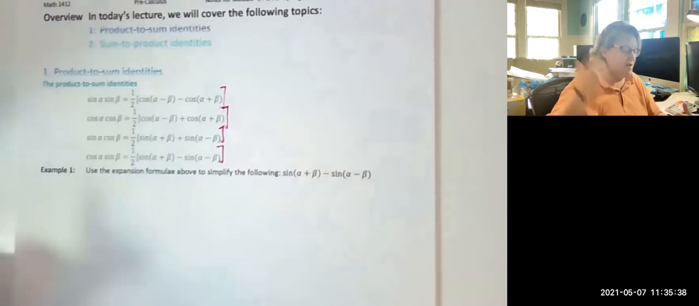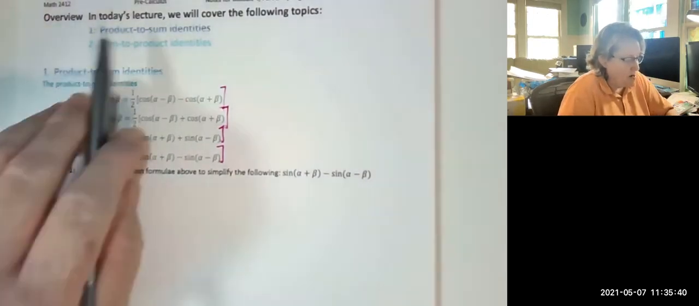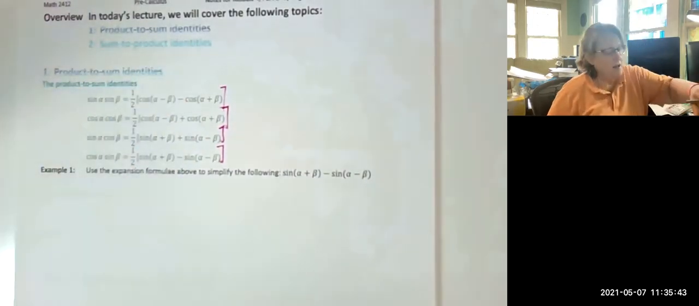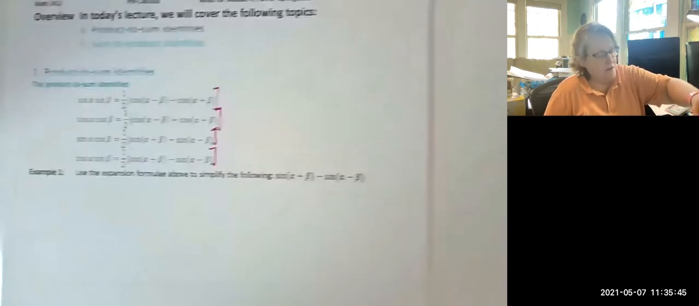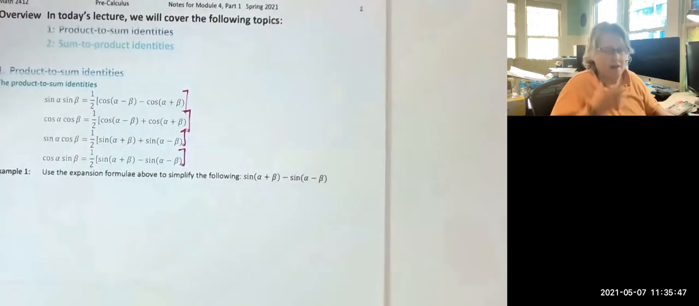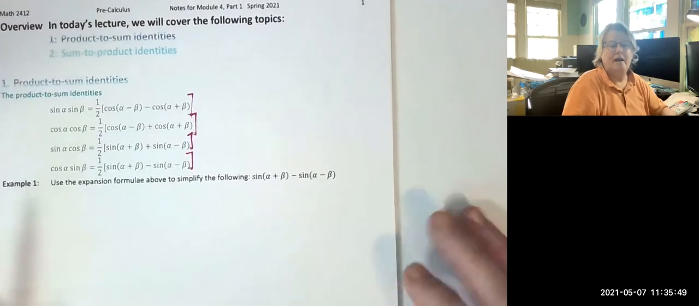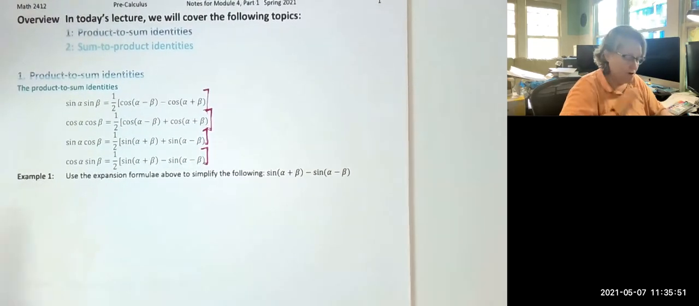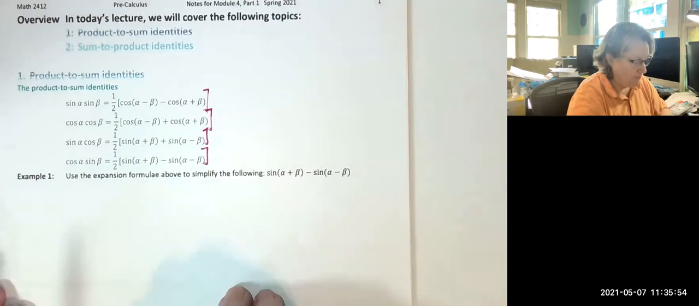The goal of this entire section, the product to sum and sum to product, is that you are familiar with these identities and that you can use them. You do not have to memorize these. In fact, I would encourage you not to memorize these.